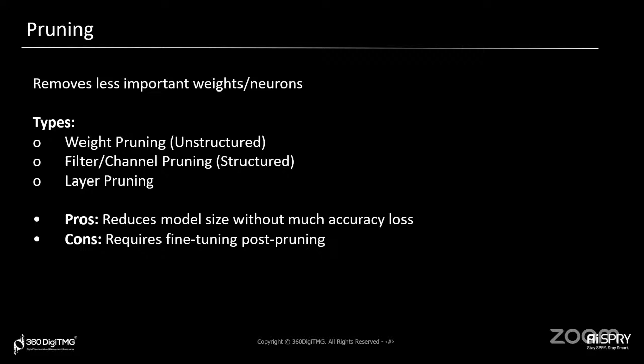Okay, so there are two types of pruning. First is unstructured pruning and second is structured pruning. Unstructured pruning is when we remove individual weights based on some criteria, for example the smallest magnitude weight. That is called weight pruning. Then we have filter or channel pruning, also called structured pruning, wherein we remove the entire channel or entire filter or entire block and create a smaller dense model which can be accelerated easily on standard hardware.